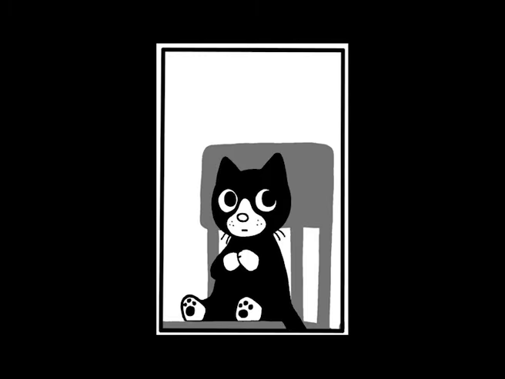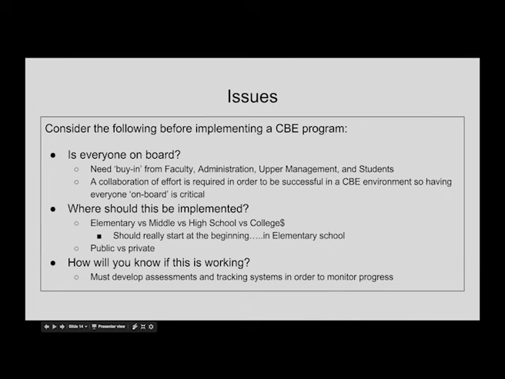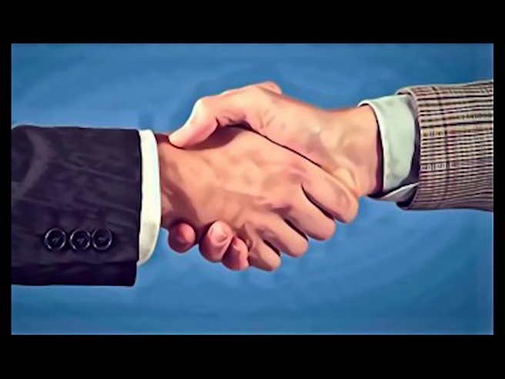Before trying to implement a CBE-driven course, 3 factors need to be considered. Is everyone on board? Where should this be implemented? And how will you know if the program is working? Creating a new program of any kind, especially one that changes the learning environment and process so drastically, requires that you have buy-in from the faculty, administration, upper management, and even the students.